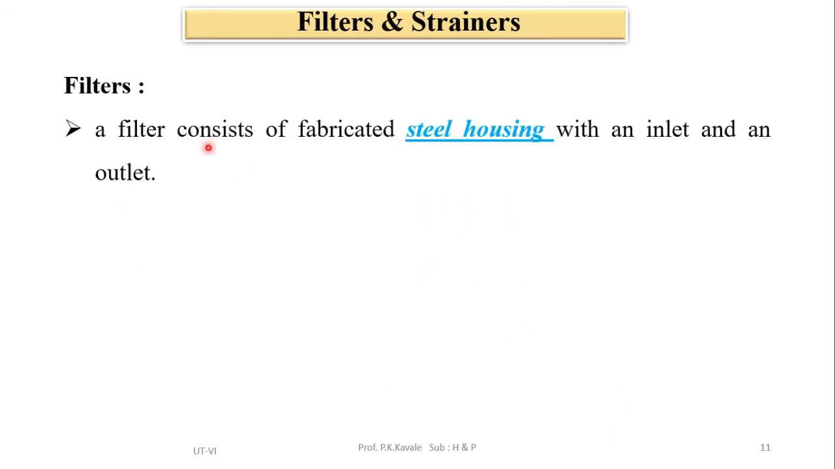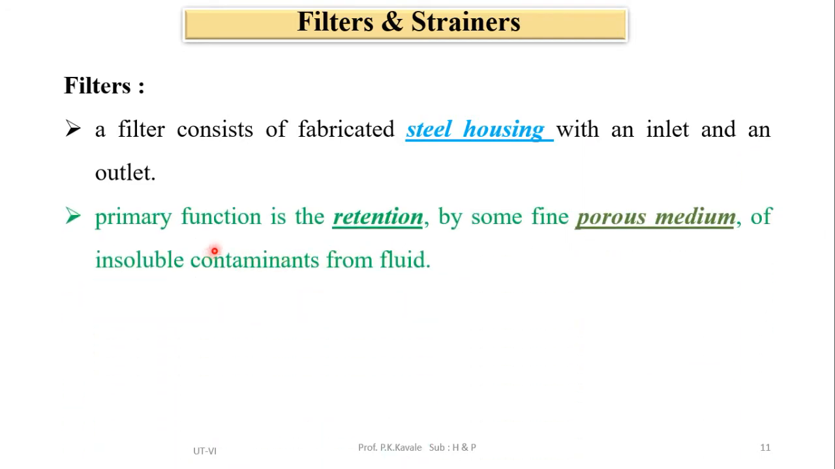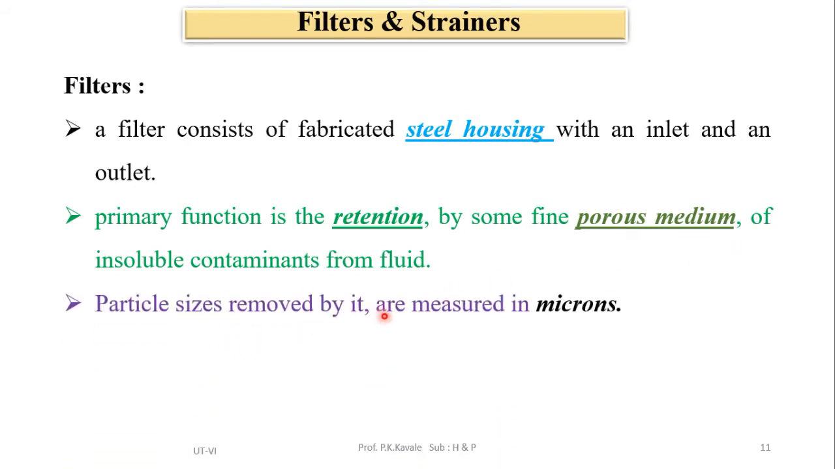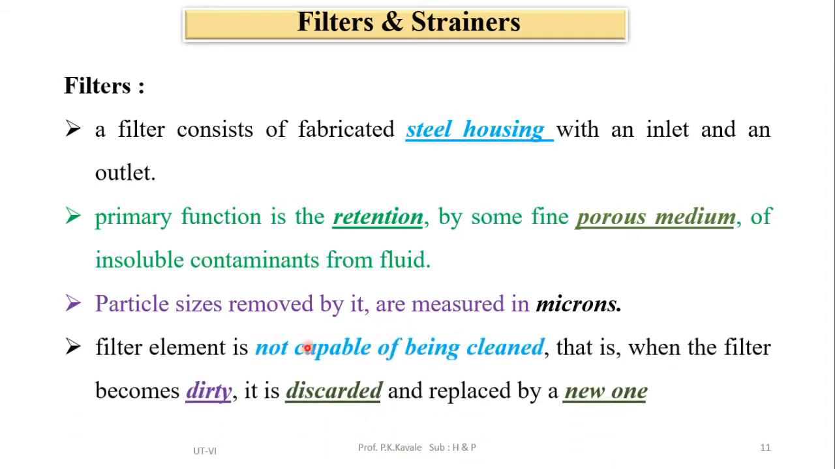A filter consists of a fabricated steel housing with an inlet and outlet. The primary function is the retention by some fine porous medium of an insoluble contaminant from the fluid. Particle size removed by it is measured in microns. A filter element is not capable of being cleaned. That is, when the filter becomes dirty, it is discarded and replaced by a new one. It's a use and throw.